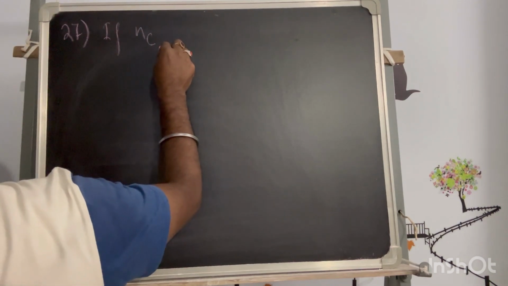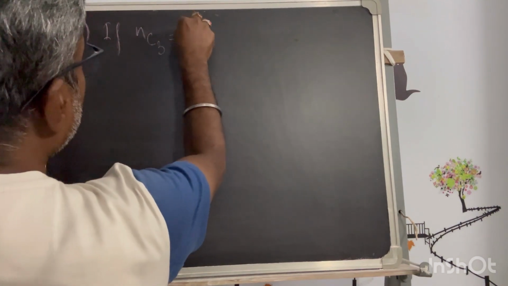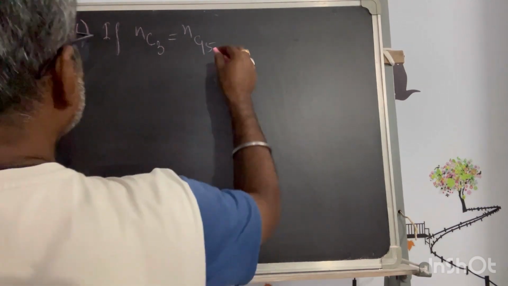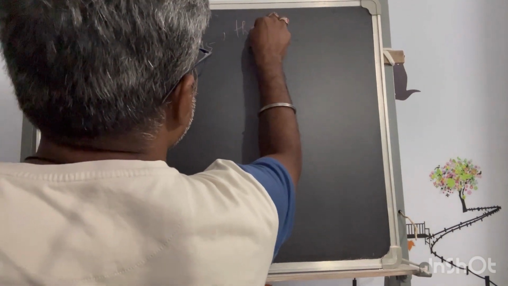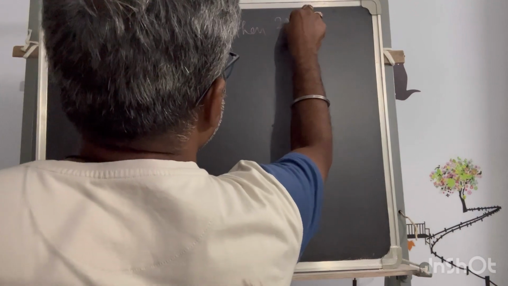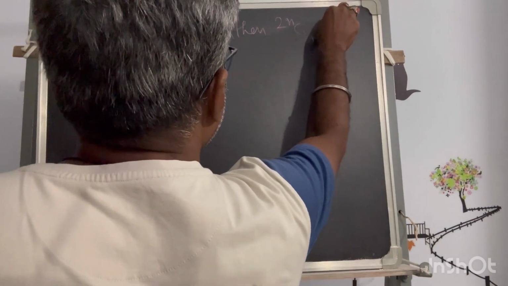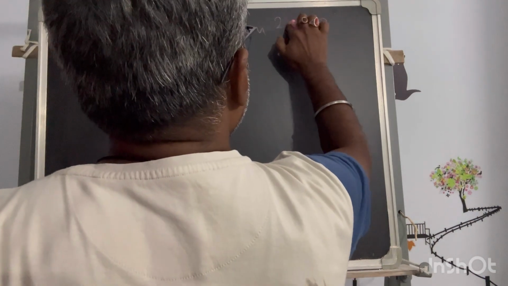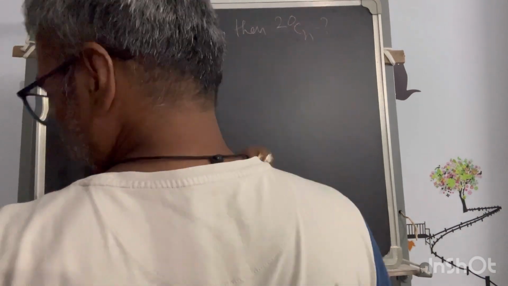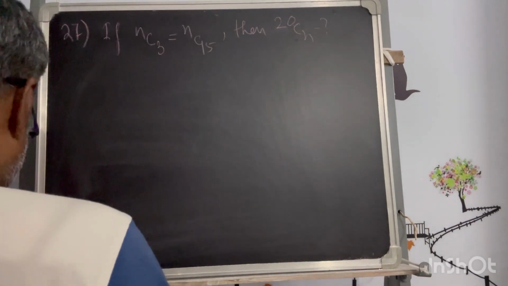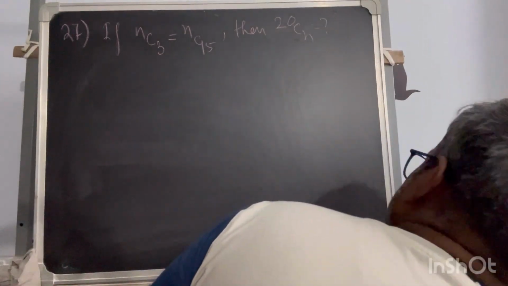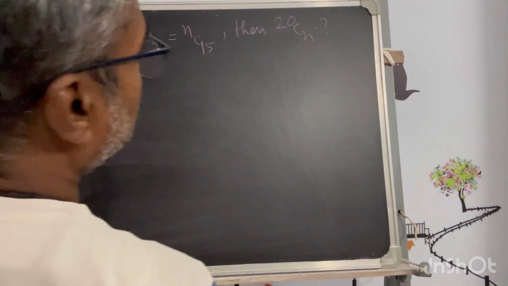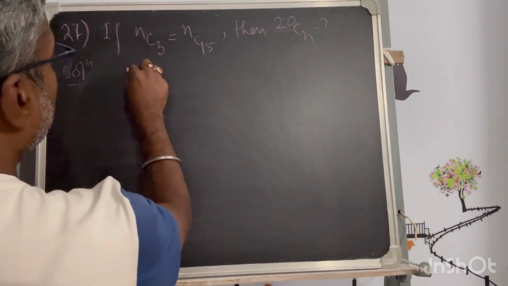If nC3 is equal to nC15, then to find 20Cn, how much is it? Sorry, 2n is 20, so 20Cn is what you have to find. So how will you do that? There is no straightforward way. You have to expand it.